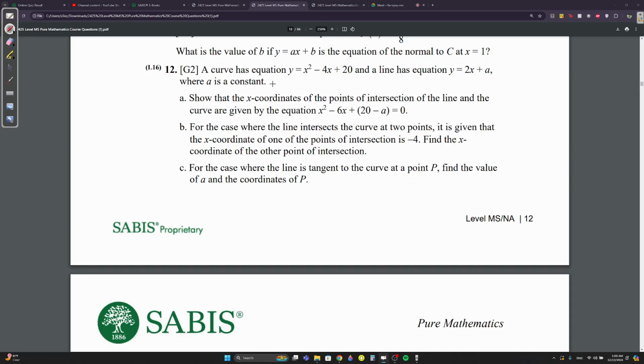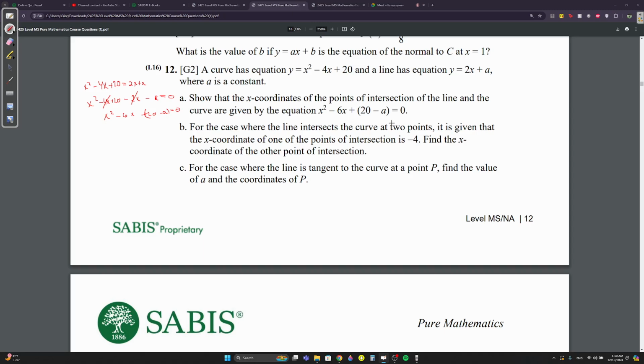So obviously we have to equate these two to each other. So x squared minus 4x plus 20 is equal to 2x plus a because they're intersecting. Let's equate them all to each other, so move them all together. You're going to get x squared minus 4x plus 20 minus 2x minus a. You're going to get minus 4x minus 2x, x squared minus 6x, and then plus 20 minus a. So we showed this. And by the way, you have to put it equal to 0, since you moved everything, there's going to be 0 left here. You must show this. Okay?